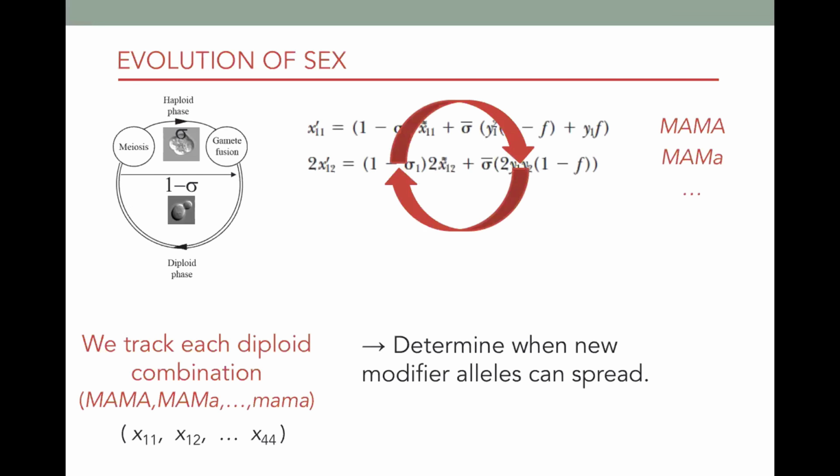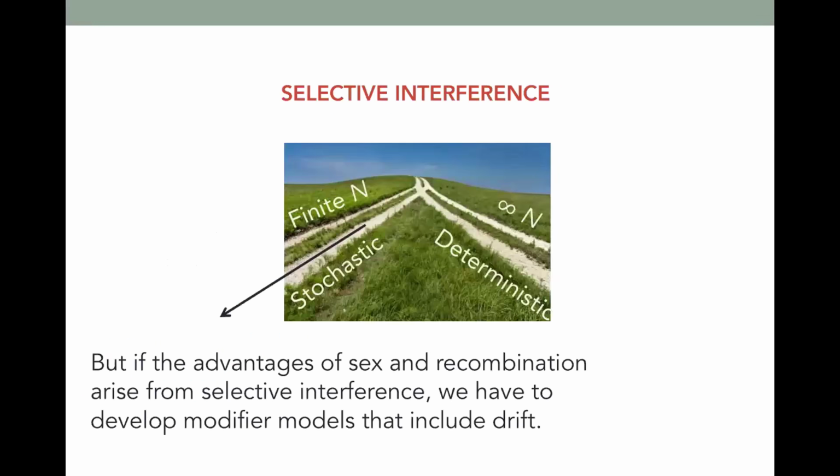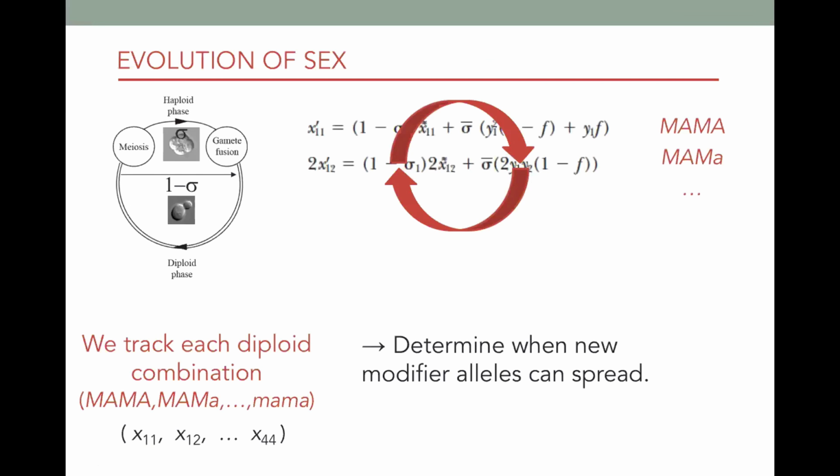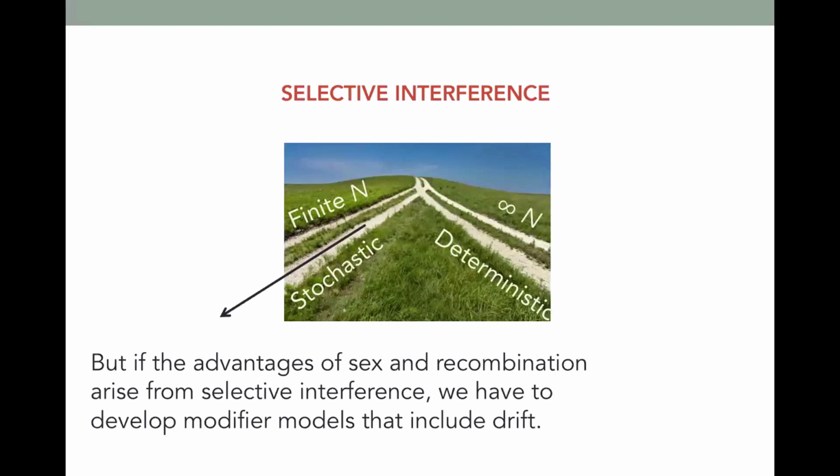But the real challenge for selective interference is that this is not enough. We have to also incorporate stochasticity. We have to include in these models not just how these equations change in an infinite population, but we have to account for drift.